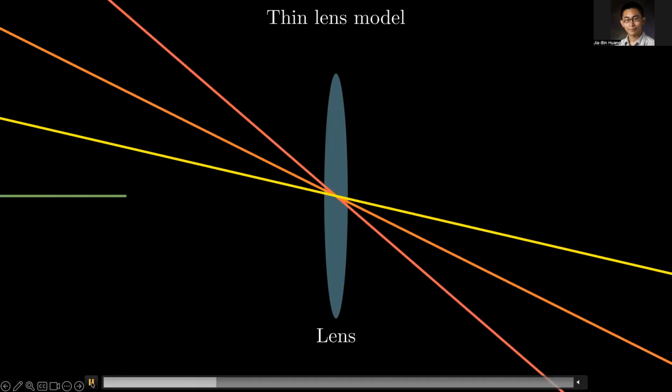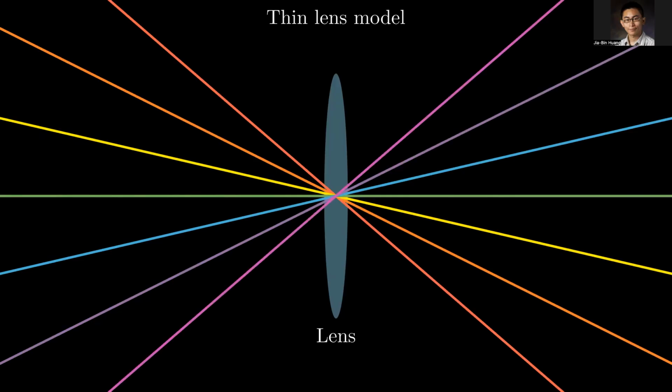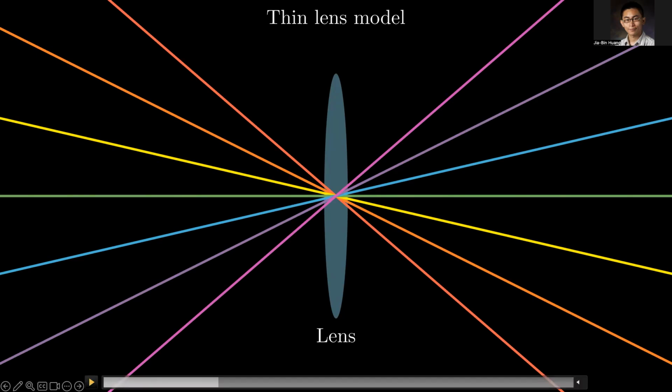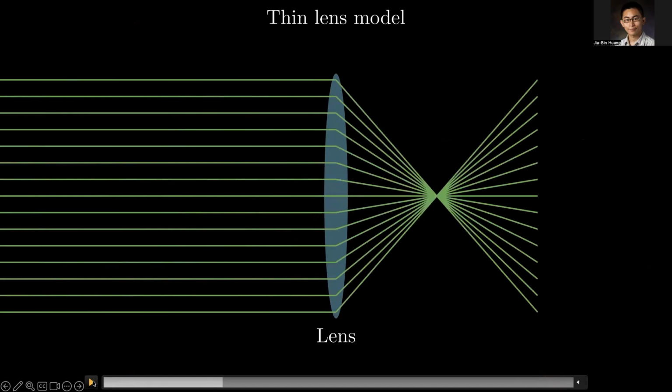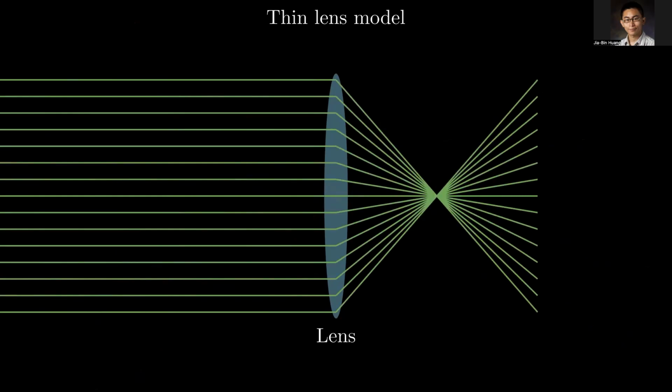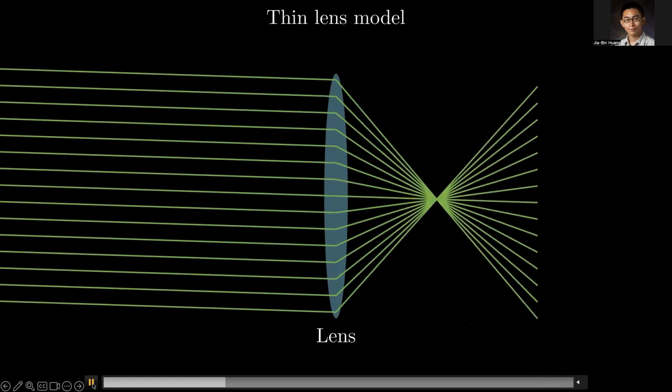Basically, they have two properties. The first property is that if a light ray passes through the center of the lens, it doesn't change direction. It just passes right through. The second property is that if a parallel ray comes into this lens, it will converge to a point on the other side.